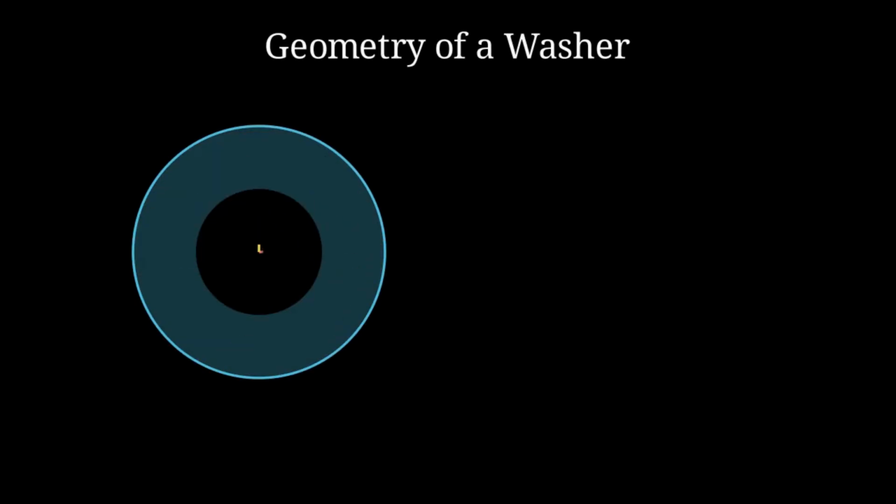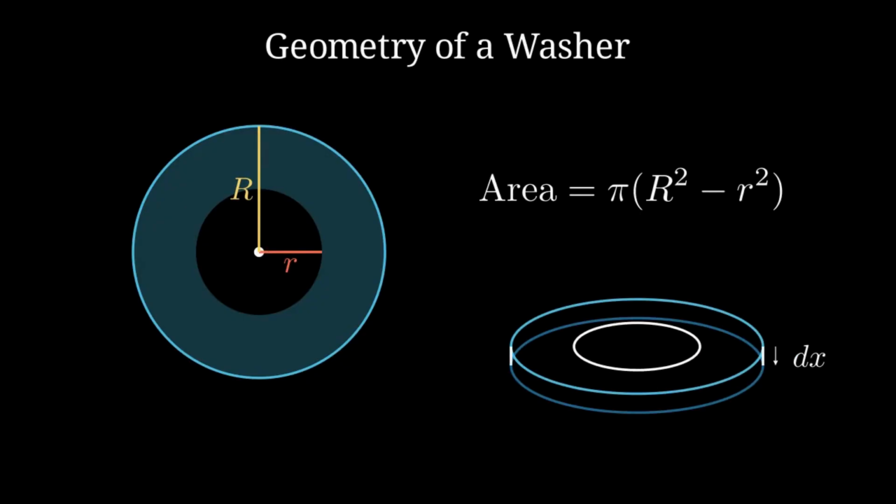Think of a single slice of our 3D solid. It looks like a flat ring or a washer. The area of this face is the area of the large circle minus the area of the small circle. When we multiply this area by a tiny thickness, dx, we get the volume of one infinitesimal slice.